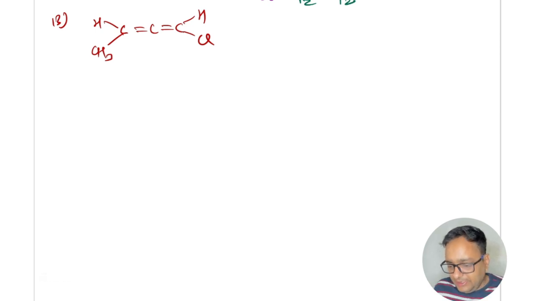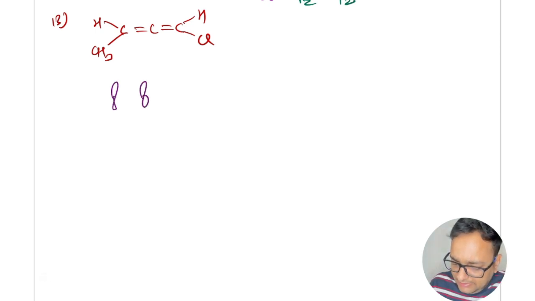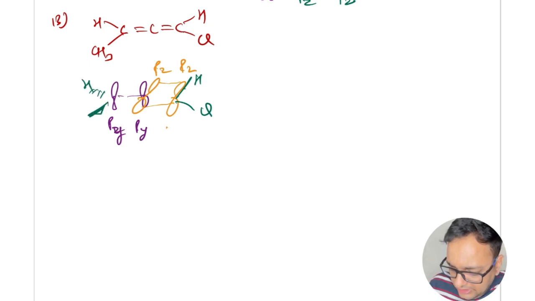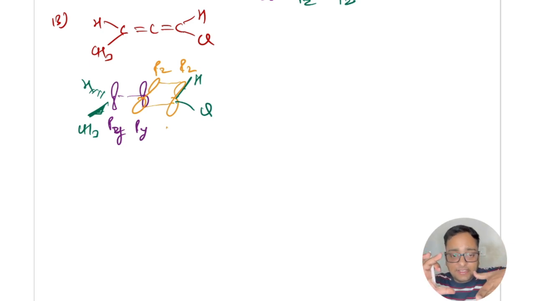So how this example is, let's say py and py are making a bond, and we have pz and pz making a bond, right? Now one bond is in the plane, hydrogen and chlorine, and one is hydrogen and CH3, below and above the plane. One is like this and one is like this, right? Now if I rotate one, the distance, and this distance, is the same.